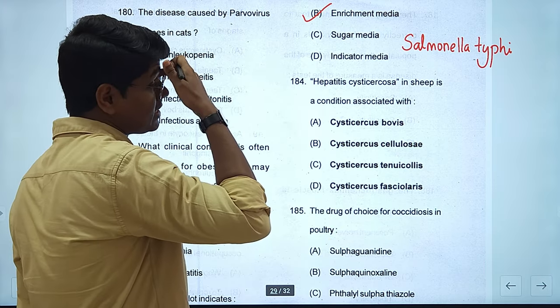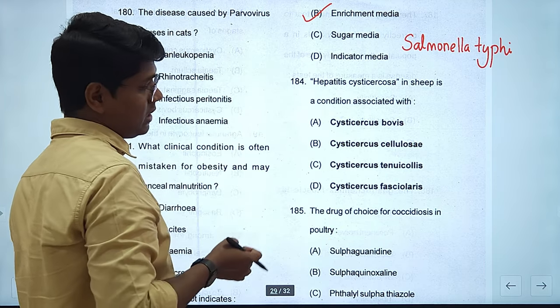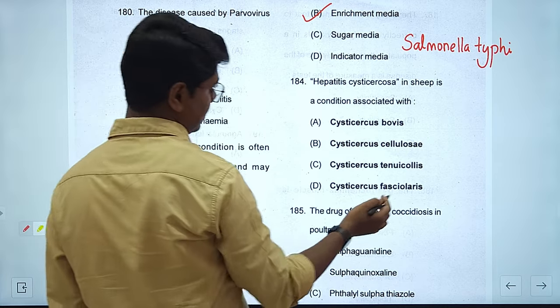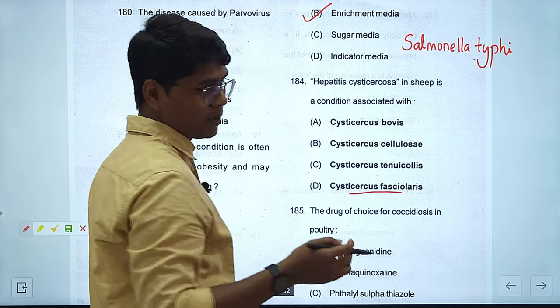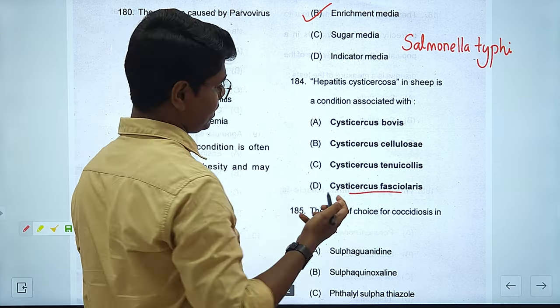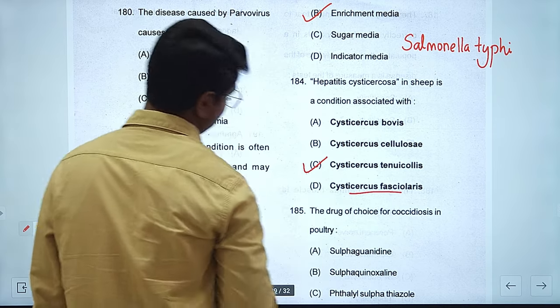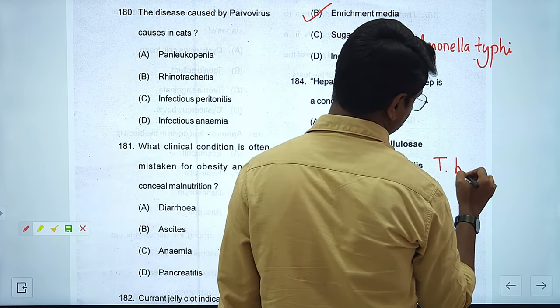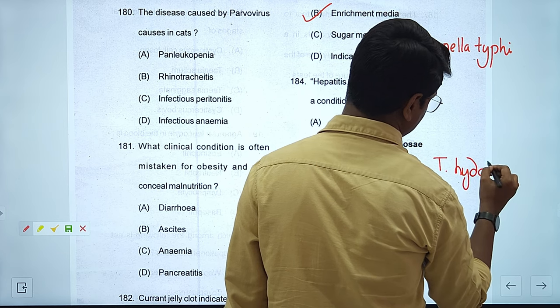Hepatitis cysticercosa in sheep is a condition associated with, in your answer key, the answer is wrong. It is related to cysticercus bacillaris, but most of the articles, even in some reputed journals, say cysticercus tenuicollis, caused by Taenia hydatigena.